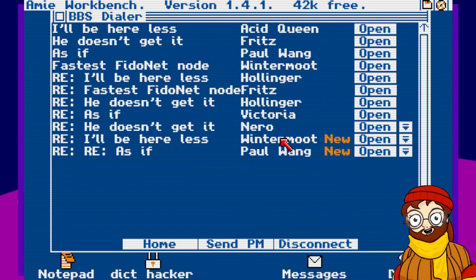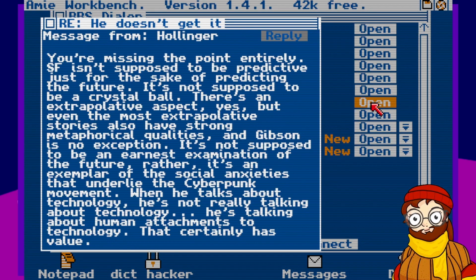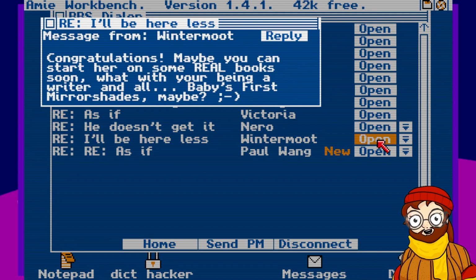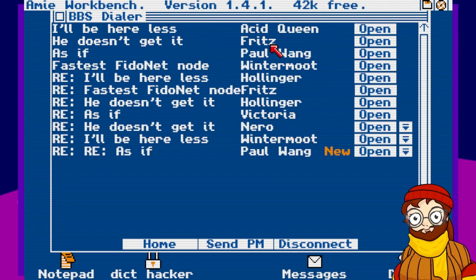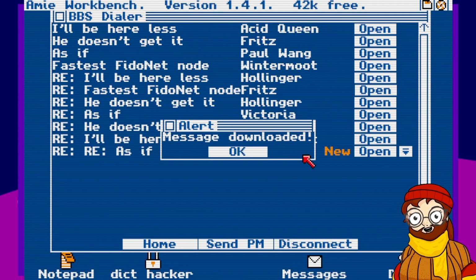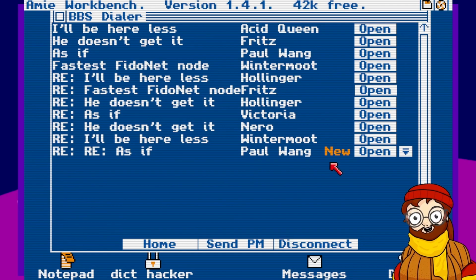There's two kinds of people. Congratulations. Maybe you can start her on some real books soon. What with your being a writer and all. Baby's first mirror shades, maybe? That's really good. Okay. As if.